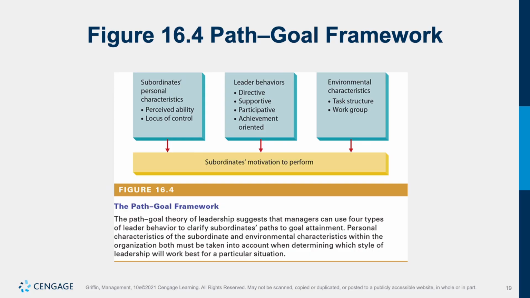The diagram on this slide is basically an illustration of the path goal framework or the path goal theory. Basically highlighting the subordinate personal characteristics that would affect how effective the leader behavior is towards achieving performance, looking at the leader behavior and looking at the environmental characteristics and how they all impact the subordinate's motivation towards performance.